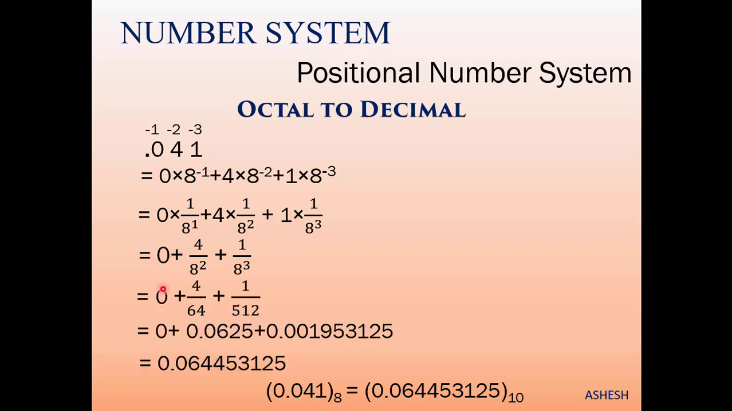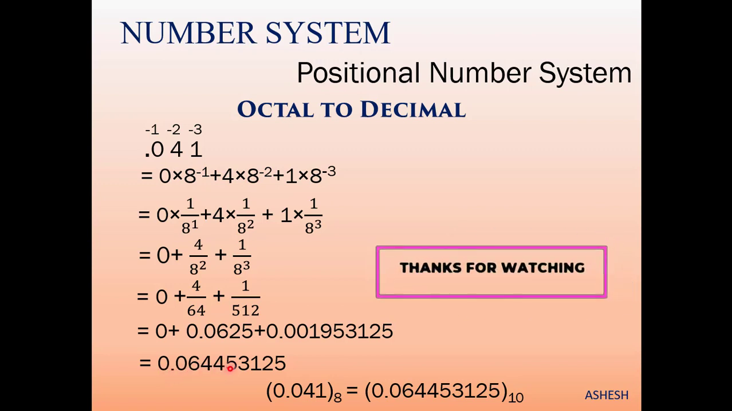4 by 8 square plus 1 by 8 to the power 3 plus 0, 4 by 64 equal to 0.0625 plus 1 by 512 equal to 0.00195312. So we have to add those two numbers. Now we'll get 0.064453125.